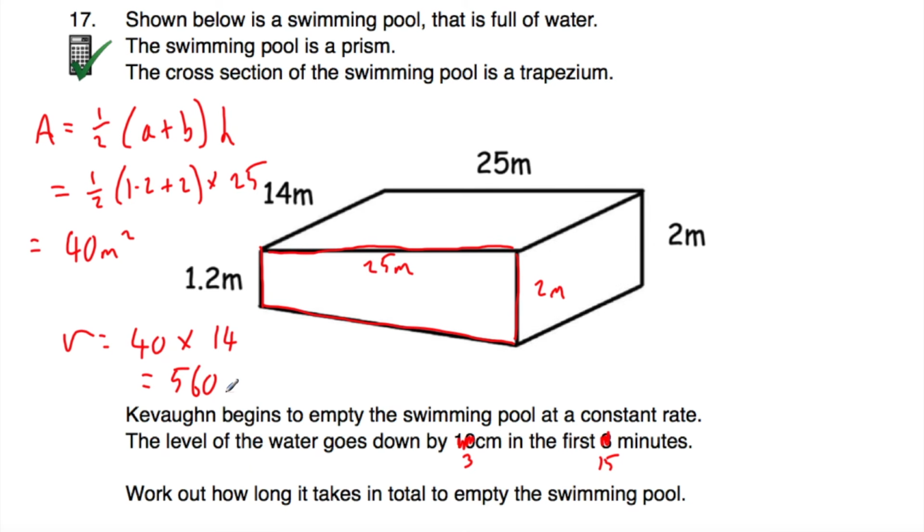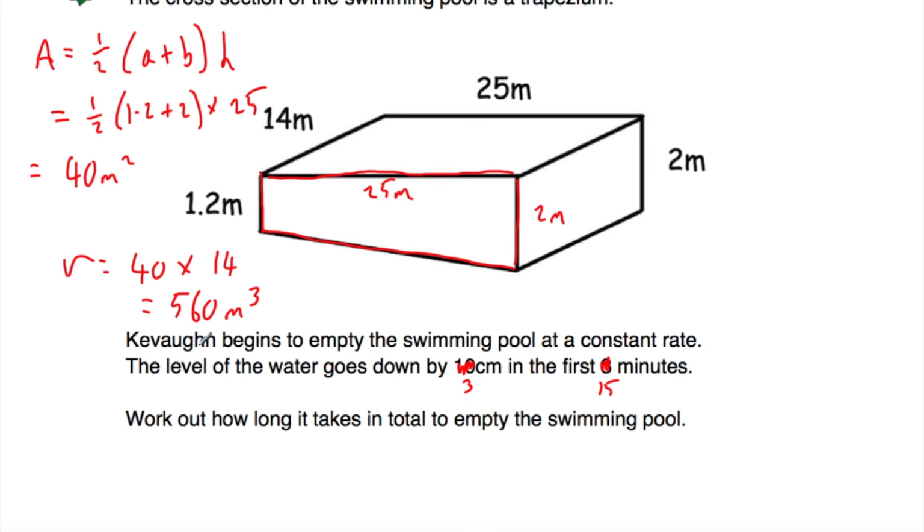So 560 metres cubed. That's the total volume of the swimming pool, and we know that it's full of water to begin with. Then if we go down, we're told that Kavon begins to empty the swimming pool at a constant rate. So the water is coming out at a constant rate, and the level of water goes down by 3 centimetres in the first 15 minutes.